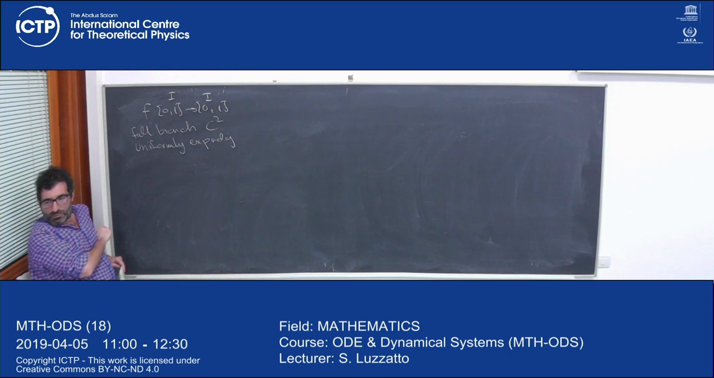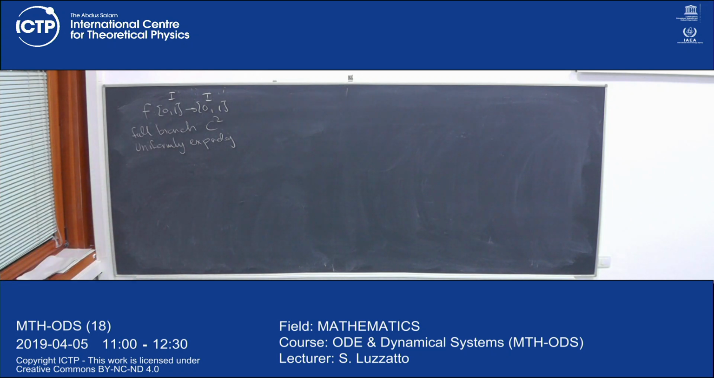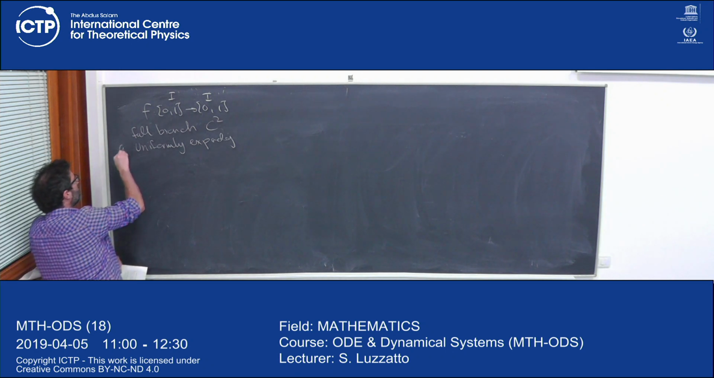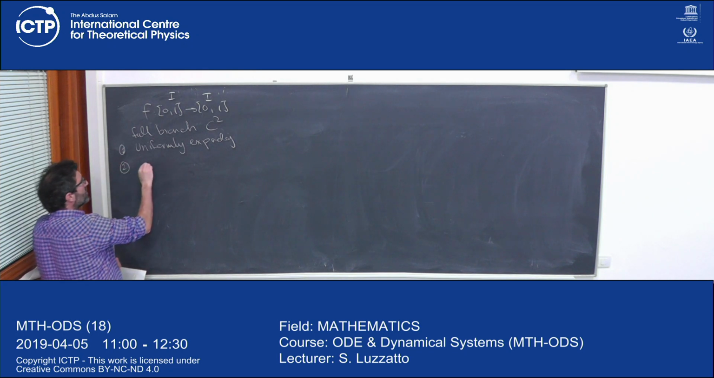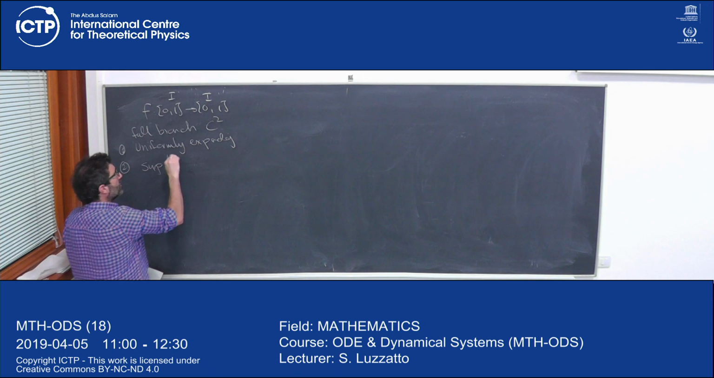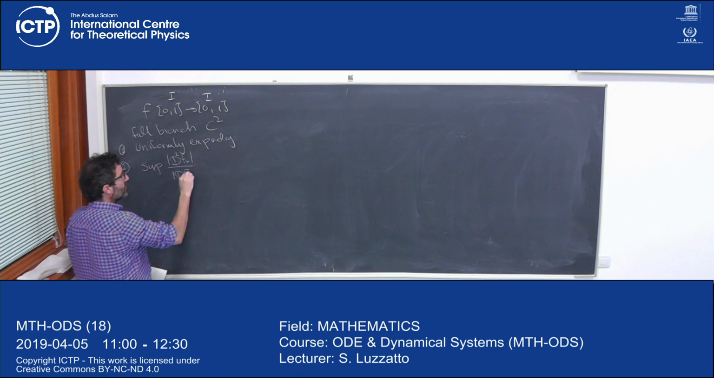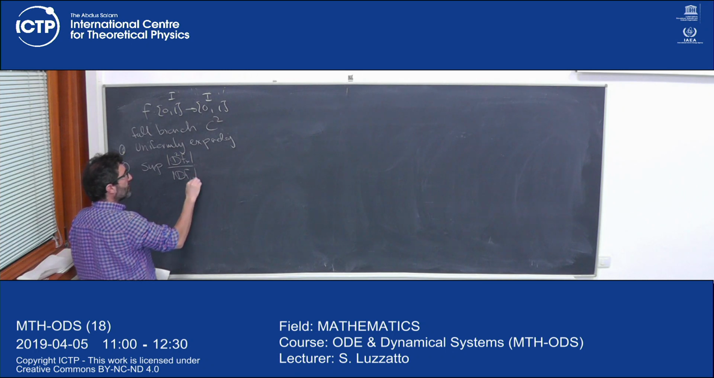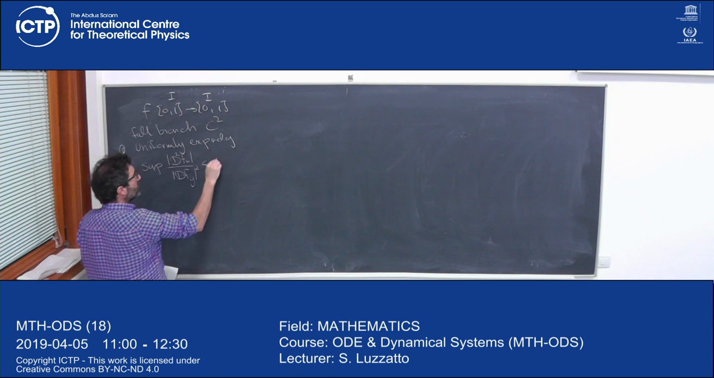And what was the other condition that I had there? Yes, those two conditions that we had: uniformly expanding, and this condition that gives the bounded distortion basically, right? So the supremum of the second derivative over the first derivative squared is bounded.